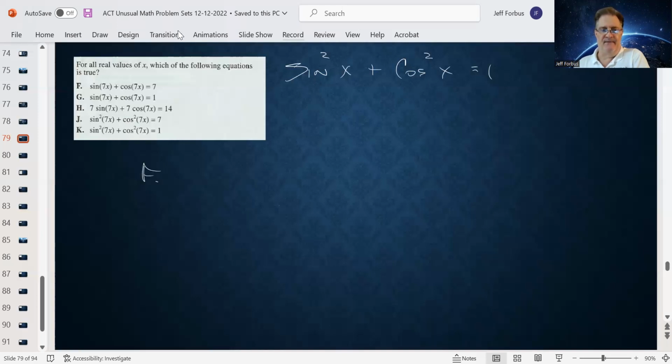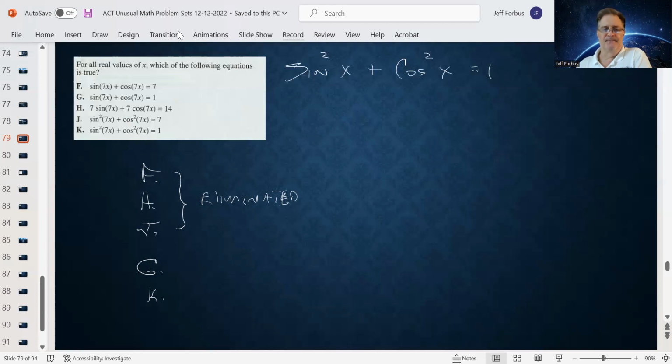Notice it's equal to 7. Our identity is always equal to 1, so F is gone. Look at H. It's equal to 14, so it's wrong. Look at J. It's equal to 7, so it's wrong. So these 3 are eliminated because they were not equal to 1. That leaves G and K.